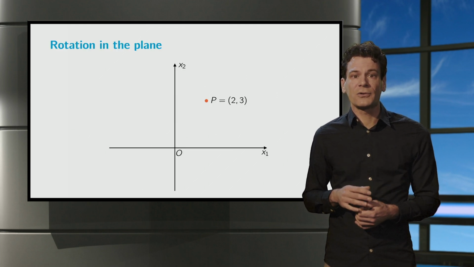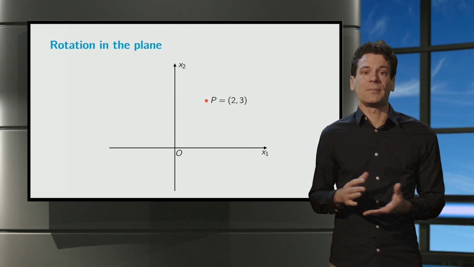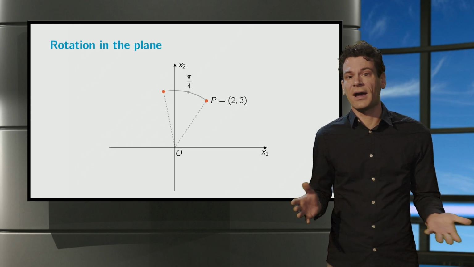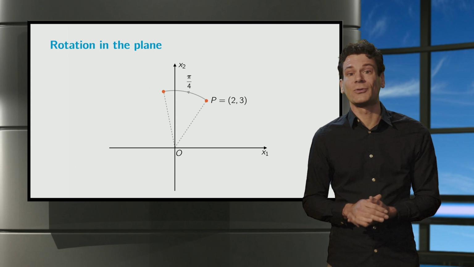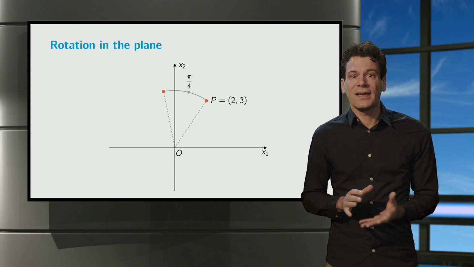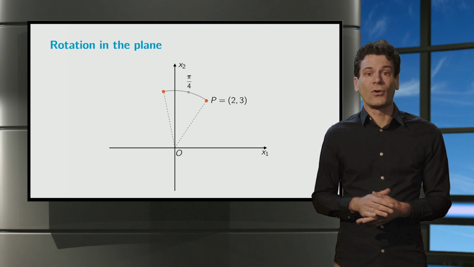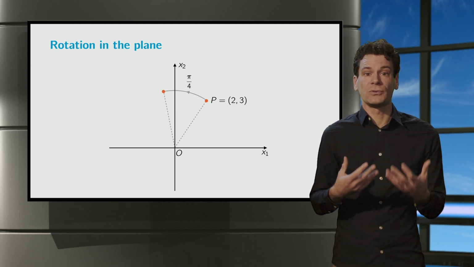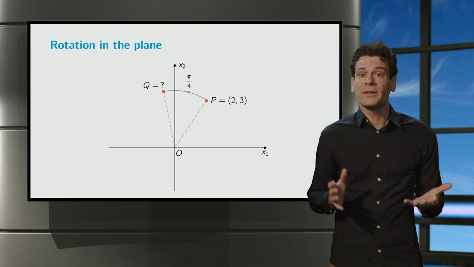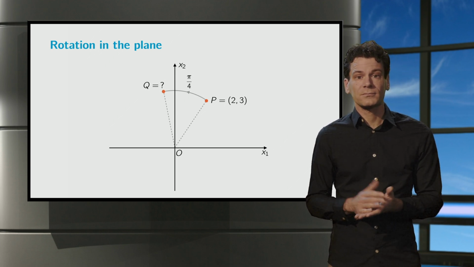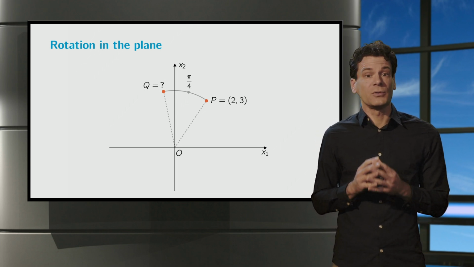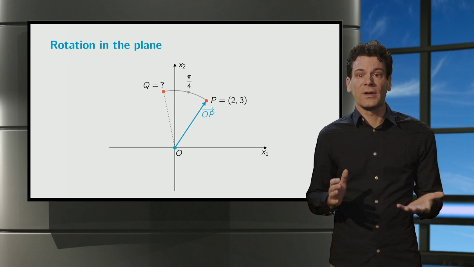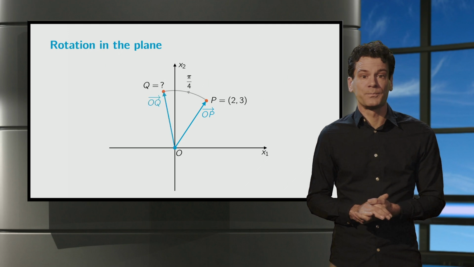First, let's focus on one pixel, let's say at position (2,3), and one rotation angle, let's say pi/4, that is 45 degrees. If we rotate the image over an angle of pi/4 counterclockwise around the origin, point P moves to some point Q. What are the coordinates of Q? Let's formulate the problem using vectors. Given the vector OP, we have to find the vector OQ.